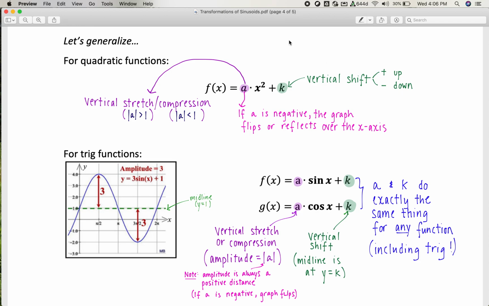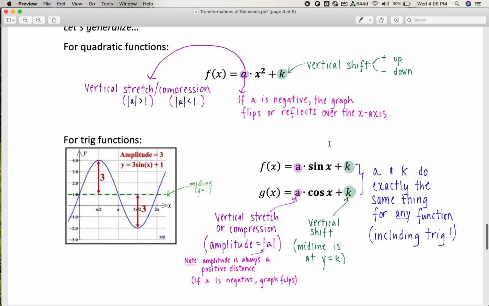When we talk about quadratics, we've seen that the number at the end, the k value, is a vertical shift that slides the graph up and down the y-axis, and that the a value out front either stretches or compresses the graph vertically. And again, if it's ever negative, that's going to reflect or flip the graph upside down.